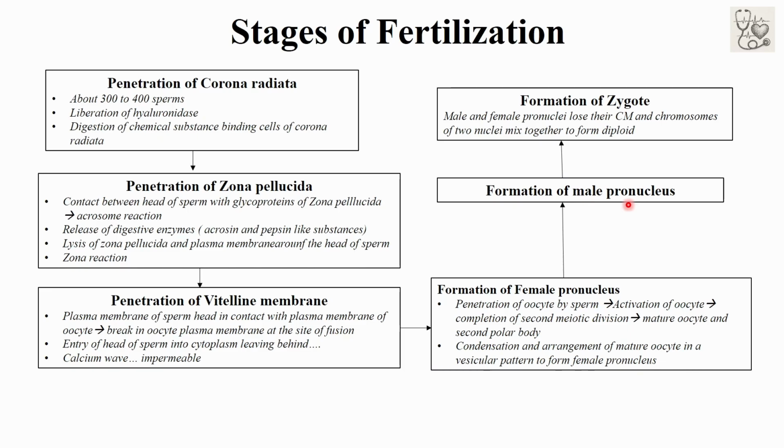Now, talking about the formation of the zygote, the male and female pronuclei lose their cell membranes, and the chromosomes of the two nuclei mix together to form the diploid.